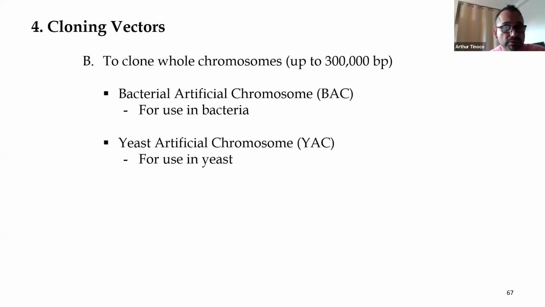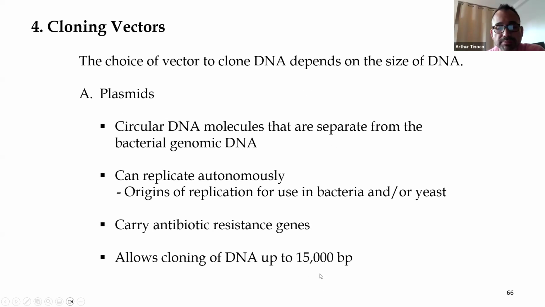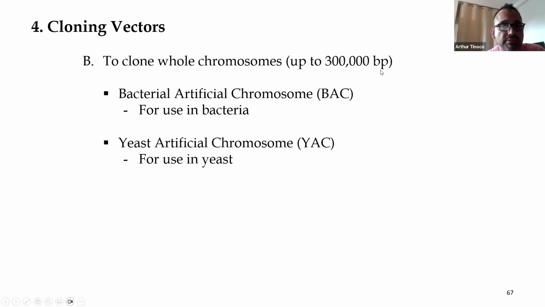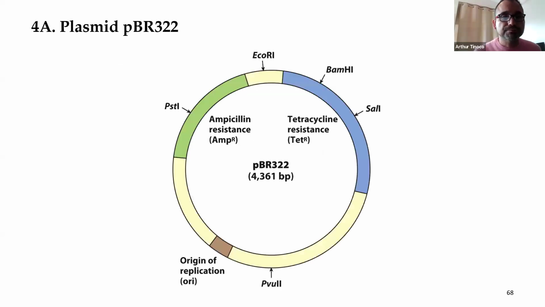To clone whole chromosomes, here we're talking about going from 15,000 base pairs to 300,000 base pairs. So here you can take advantage of the bacterial artificial chromosome, BAC, for use in bacteria, and the yeast artificial chromosome, YAC, for use in yeast. And that just gives us a depiction of the size of a gene of interest and then what vectors are accessible for you to try to take advantage of.